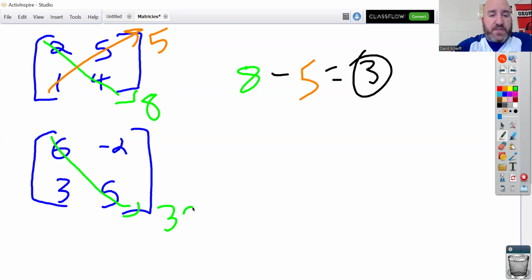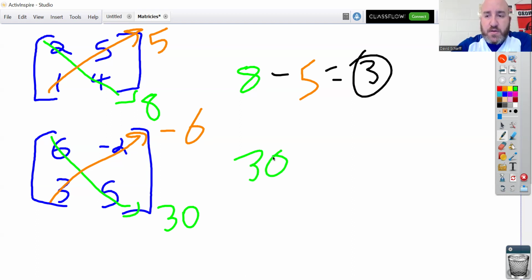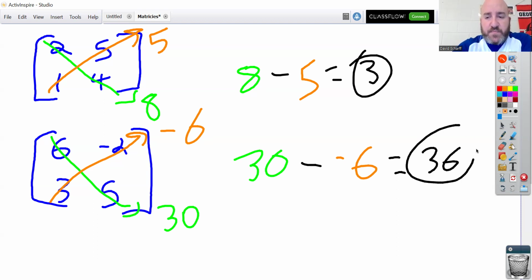So I got 6 times 5, which is 30. I got 3 times -2, which is -6. So what this actually gives me is going to be 30 minus -6. So 30 minus -6. When I subtract a negative, of course, it turns positive. So that would really be 30 plus 6, which is 36. 2x2s are that easy. Okay.